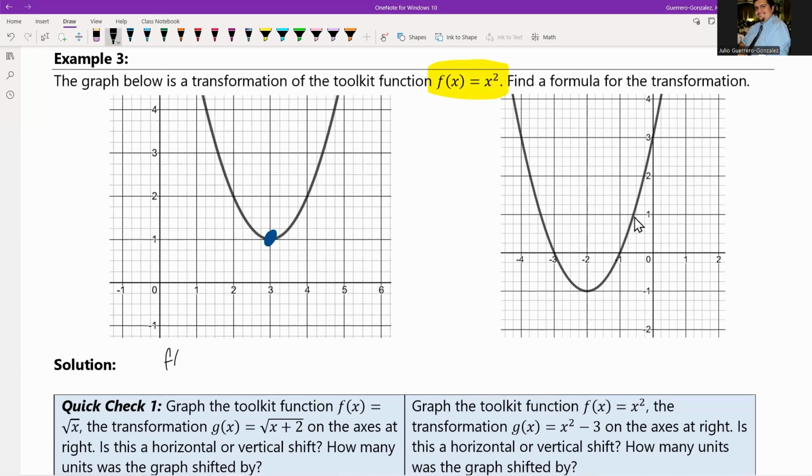So this function, f of x, is going to be x minus 3 squared plus 1. And we are done.